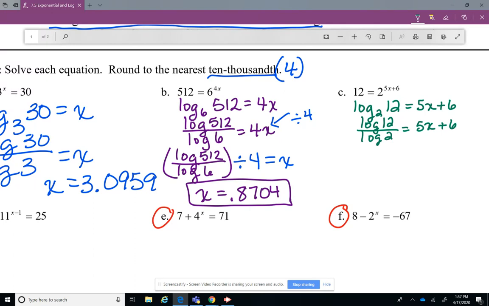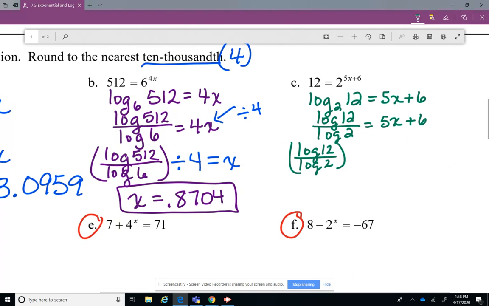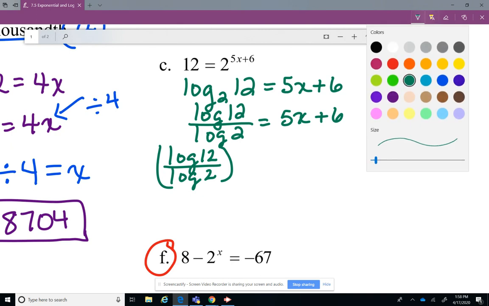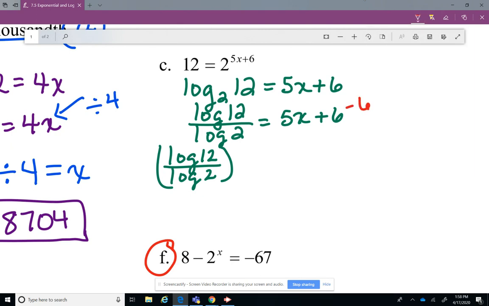All right, we're going to solve for the variable, which means we need to isolate the variable. So we're going to rewrite log 12 divided by log 2 and put it in parentheses. Now, let's look at our equation. The first thing we're going to have to do is subtract 6. So I'm going to subtract 6. Okay. I'm going to show you this in steps. Equals 5x. All right, now I still have to get the variable by itself. So I'm going to have to divide both sides by 5.